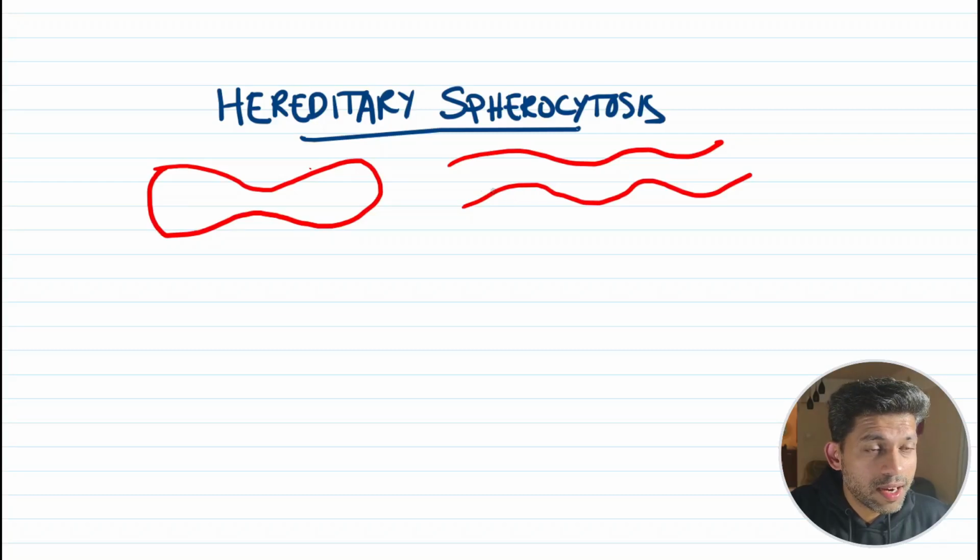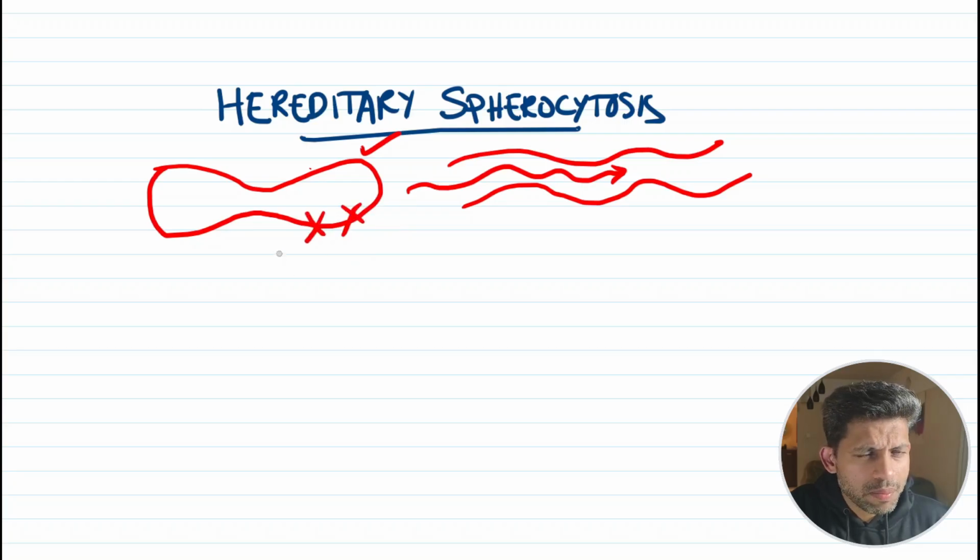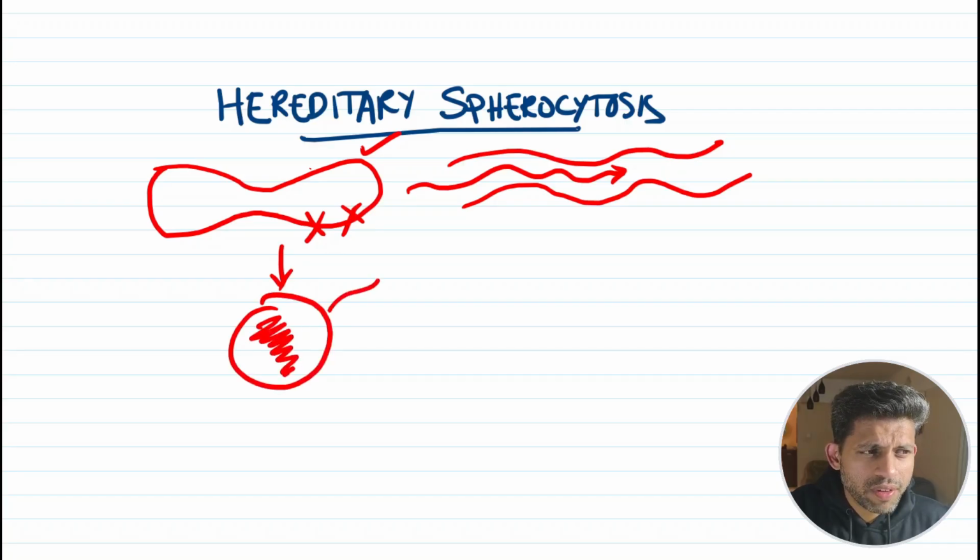Normal RBCs are biconcave discs. They are designed to be flexible and be able to pass through narrow splenic cords and capillaries. But in hereditary spherocytosis, because of a membrane defect, these RBCs become small, dense spheres, because of which they find it difficult to pass through these small splenic cords and are eaten up by macrophages in the spleen.